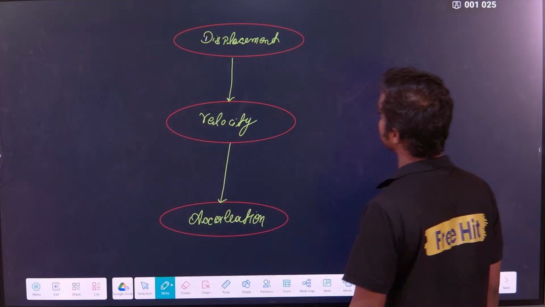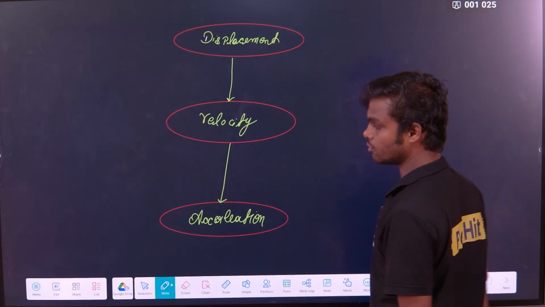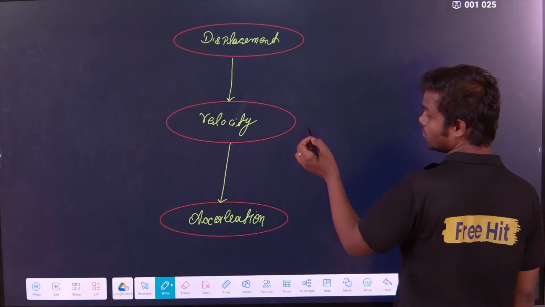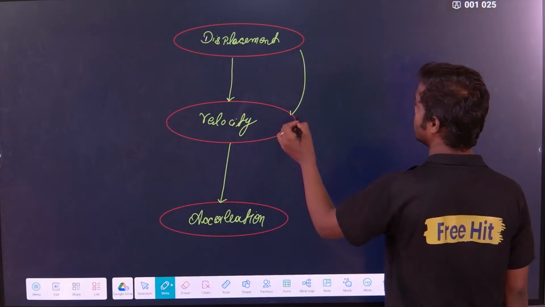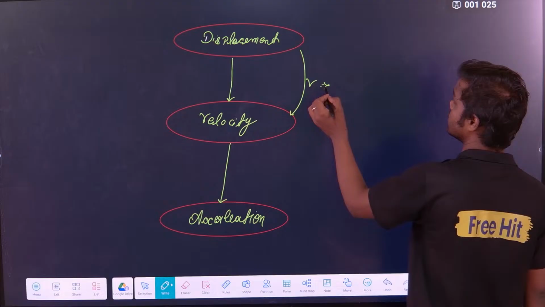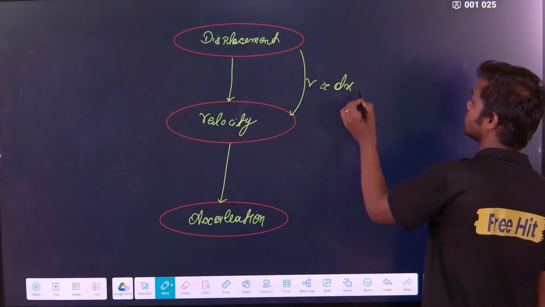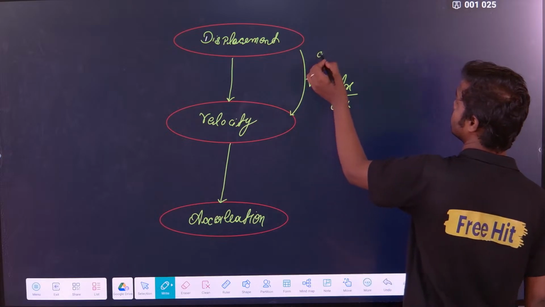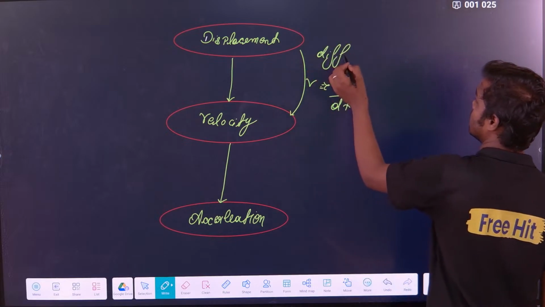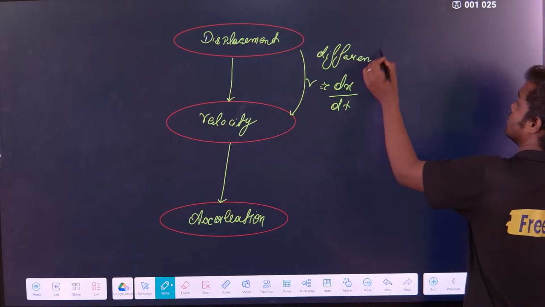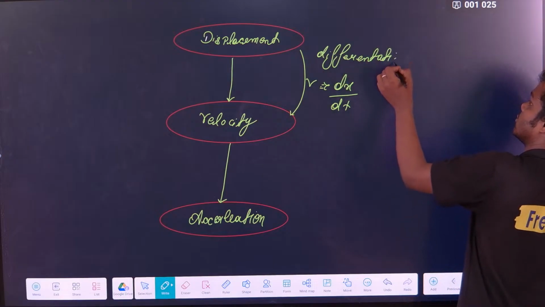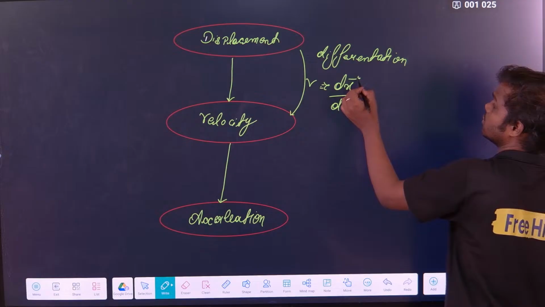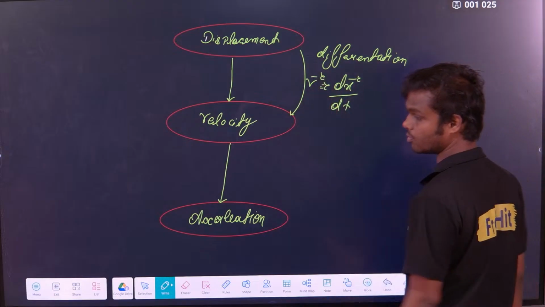Suppose I have displacement and I want to go to velocity. Simply, if you have to come from here to here, velocity is equal to dx by dt. That is a simple thing. You have to do differentiation. Are you getting my point?